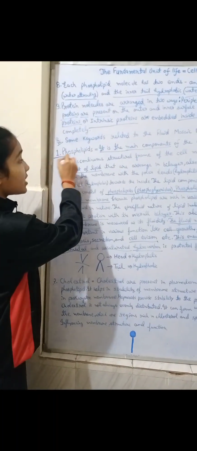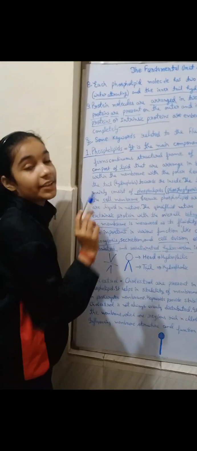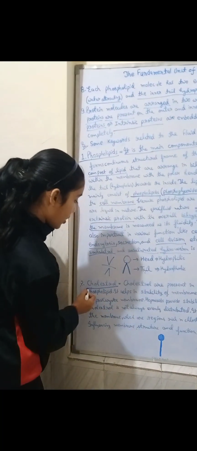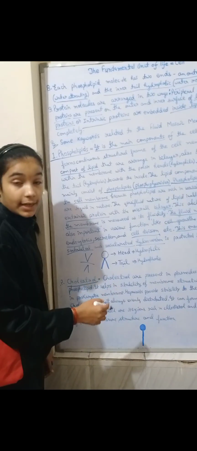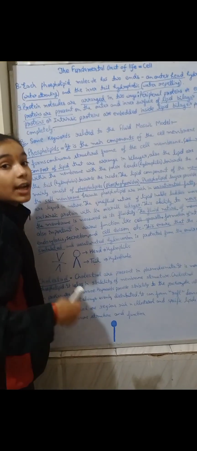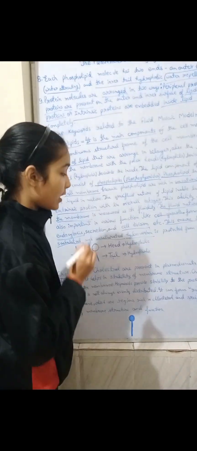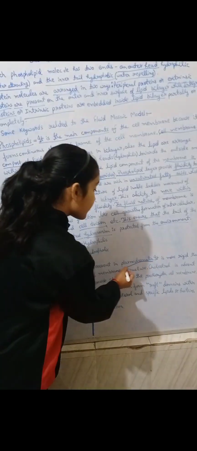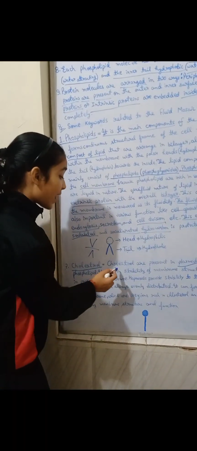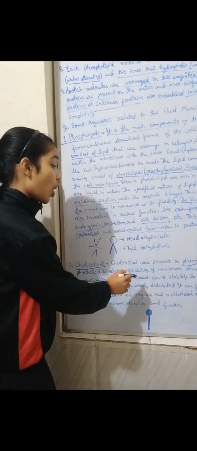Second point. First is the phospholipid, and second is the cholesterol. Cholesterol is present in the plasma membrane. In the next part, we will learn about what plasmodesmata is also. Okay. It is more rigid than phospholipids. It provides stability to the membrane structure.